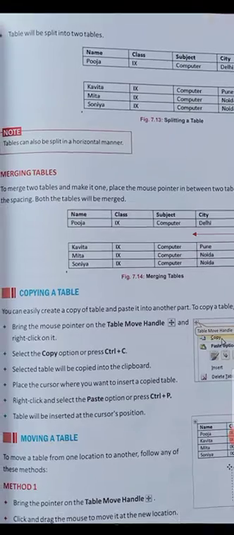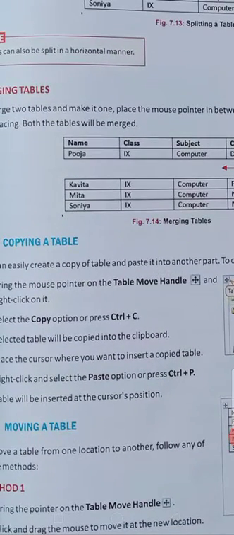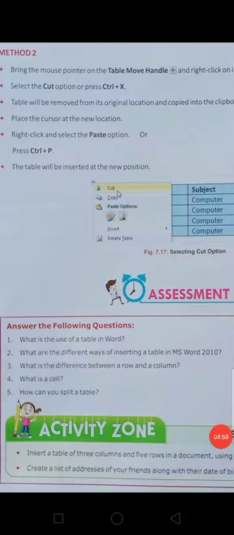After that we can paste our data or our table anywhere. Moving a table, I already told you in the last class, means cut and paste. So it is the same: we select our data, click on Cut, then choose a new location and paste it. In this we click on the table move handle, there is the Cut option, we click it. After that we give another location and click on Paste, or Ctrl+V. It will place our table in the new location.